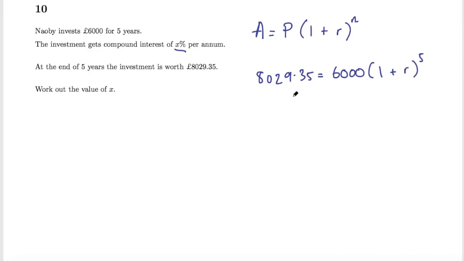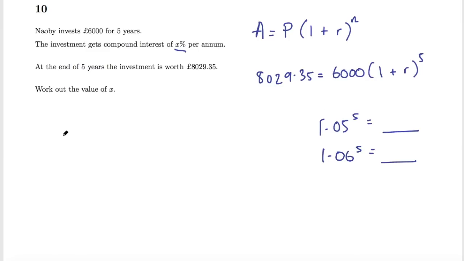So you can do a trial and error method where you can say 1.05 might be a good place to start and work out the multiplier. And if that doesn't work, you could do 1.06 and work out the multiplier. Or you could rearrange this formula to find R. So I'm going to do it that way, but there's nothing at all wrong with doing it this way either.